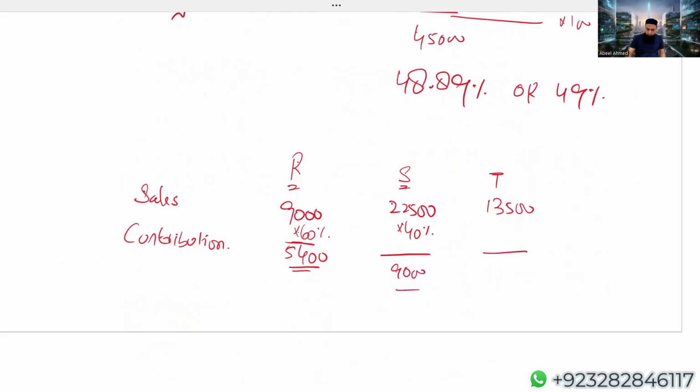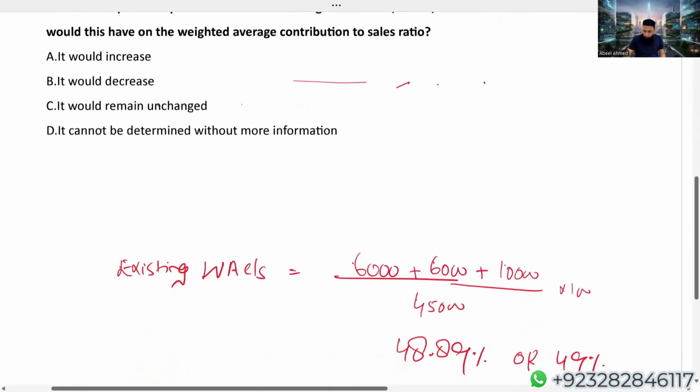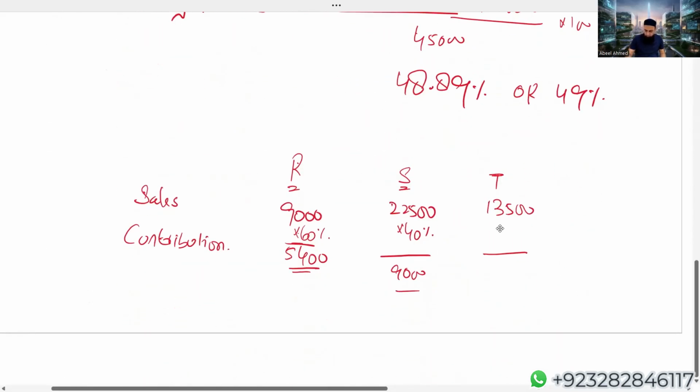Now the last one. If you look at T, it's very simple. Sale is 20,000, and they've given us the variable cost of 10,000, which means variable cost is 50%. So contribution is also 50%. Let's take 50% of this. I'll show you the alternative way also. Don't worry at all. So I'm getting 6,750. Here comes the contribution according to the new sales mix.